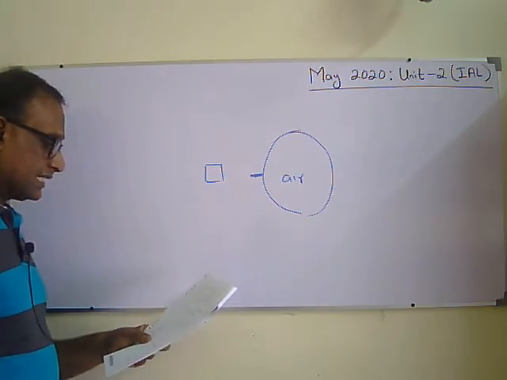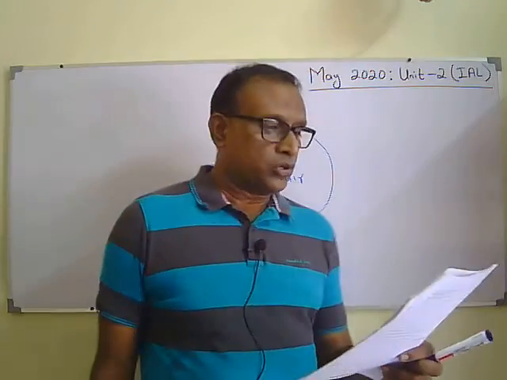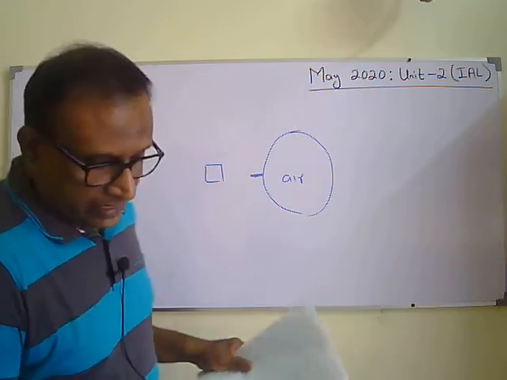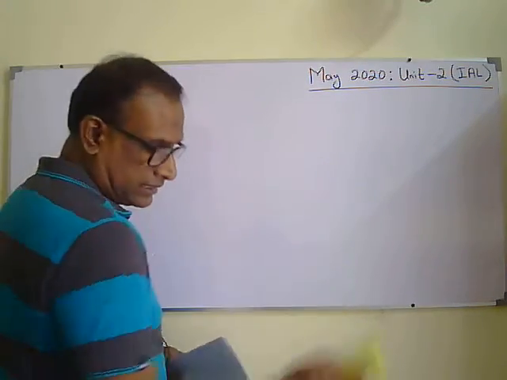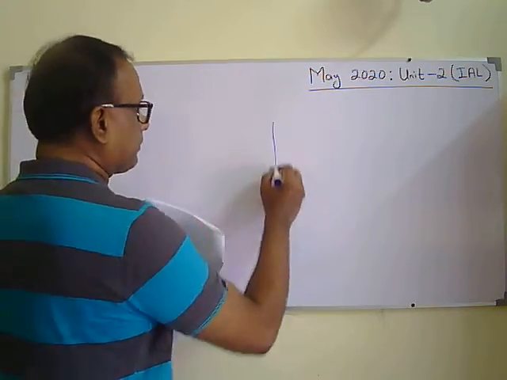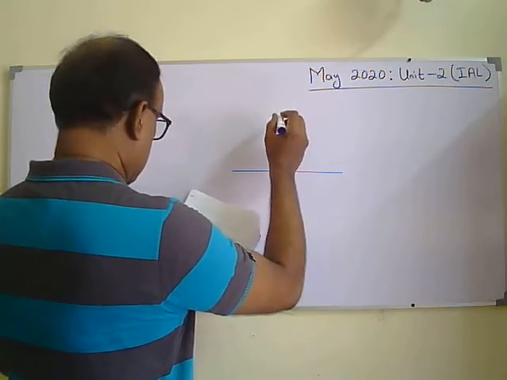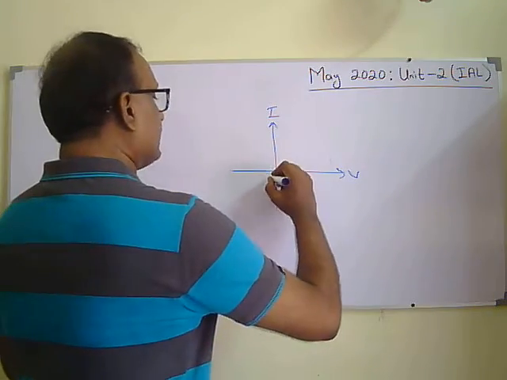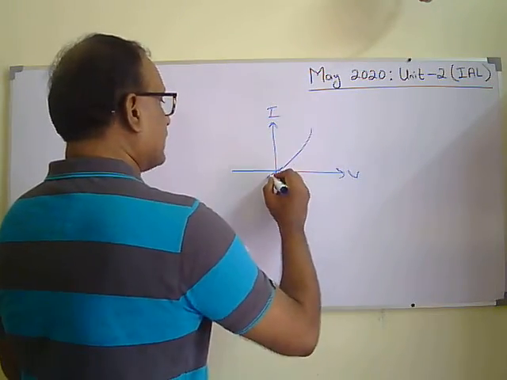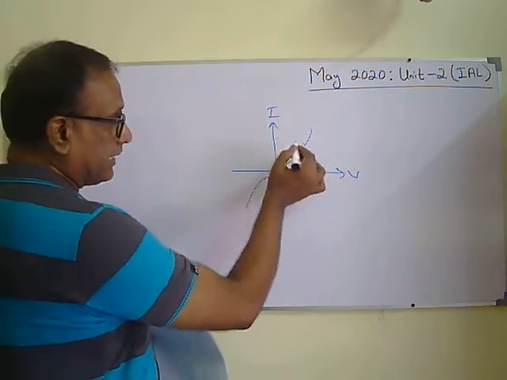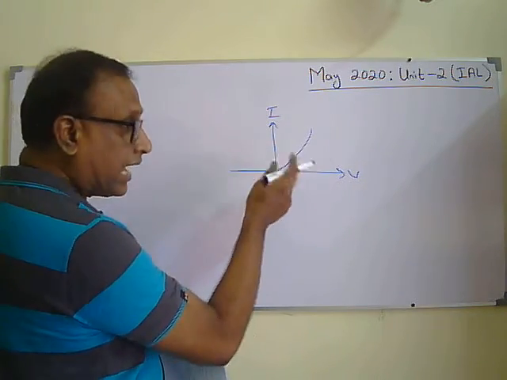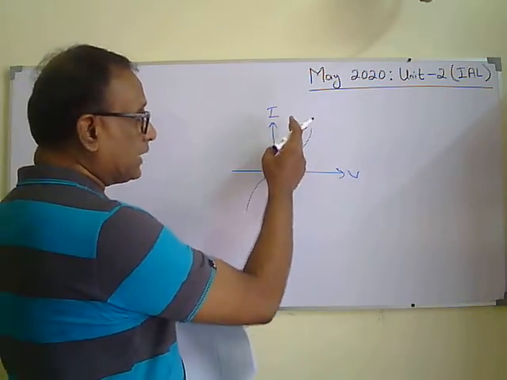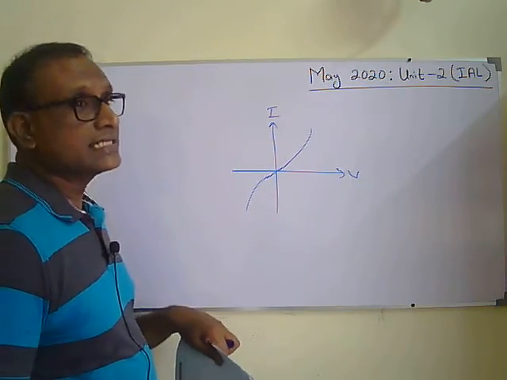Okay, question number 6 asks which electrical component has the current-potential difference graph shown. They are giving a graph something like this. This is current and this is the potential difference. You can see that the graph is turning towards the current axis. That means when the voltage increases, current is increasing and resistance is decreasing, because the graph turning towards the current axis means the resistance is decreasing.